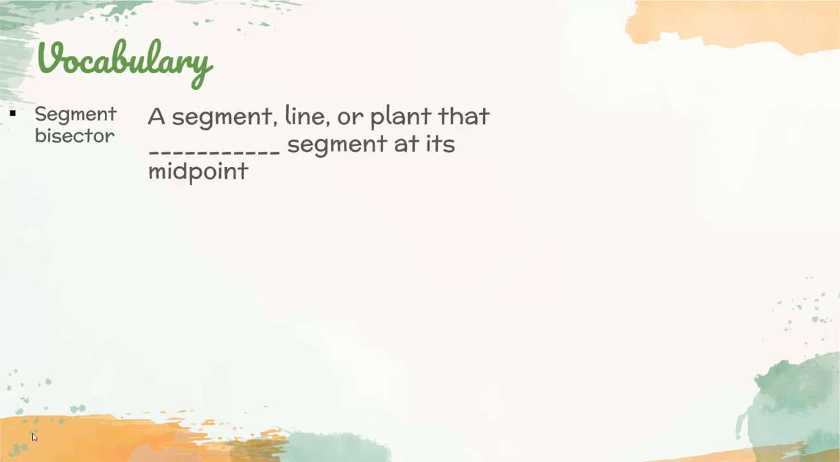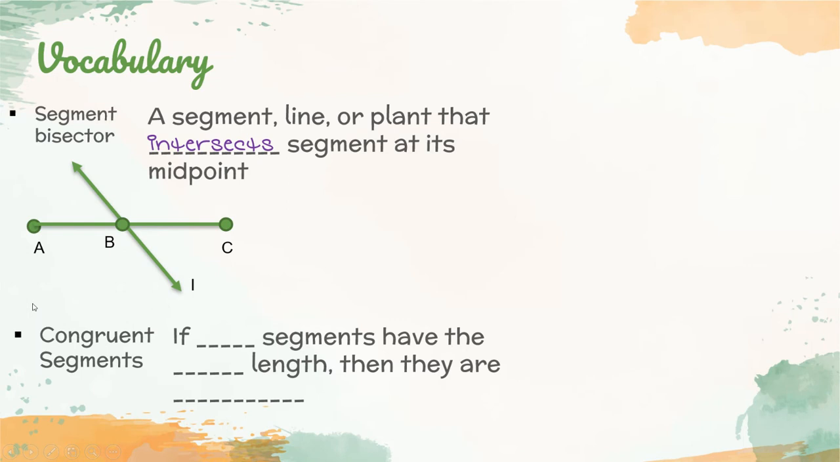A couple more vocabulary words. Our segment bisector is a segment, line, or plane that intersects the segment at its midpoint. So we've got our segment AC and the midpoint is at B, and this line right here would be our segment bisector. Congruent segments: if two segments have the same length, then they are congruent.